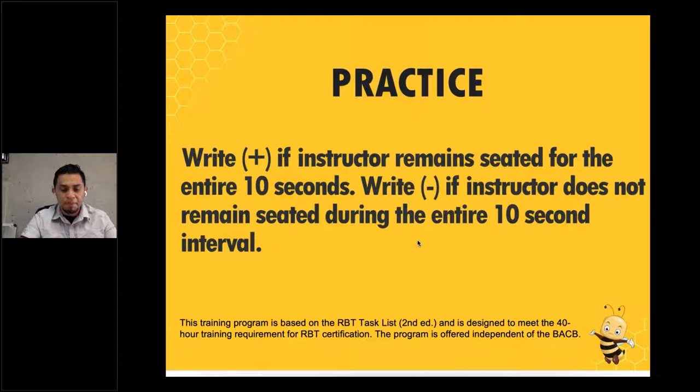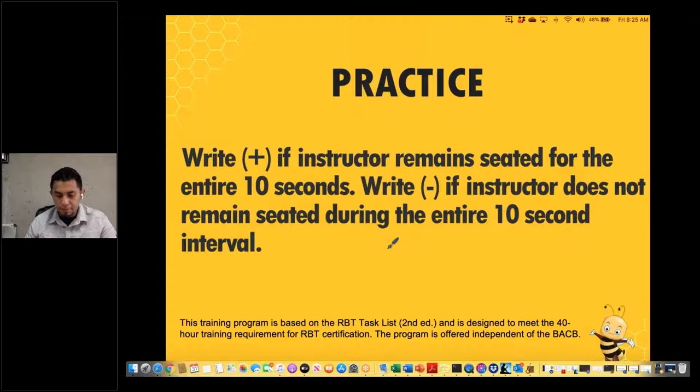We're going to give it a try. I'm going to give you the first sample. Here I go. I'm sitting right now. Okay, in that example, that would be a plus because I was sitting the entire 10 seconds. Here comes the second one. I'm standing now. Okay, in that example it would be a minus because I was standing up, I was not seated across the entire 10 seconds. So you write a minus if the instructor does not remain seated during the entire 10 seconds.